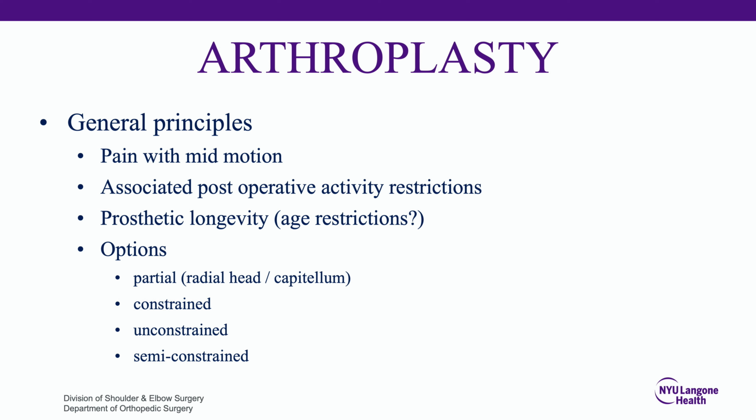Options of arthroplasty include a partial replacement, whether it be just distal humerus or just a radial head or the capitellum. And then in terms of total elbow replacement, there are 3 options, well, essentially 2: constrained, which is not used anymore, unconstrained, and semi-constrained.